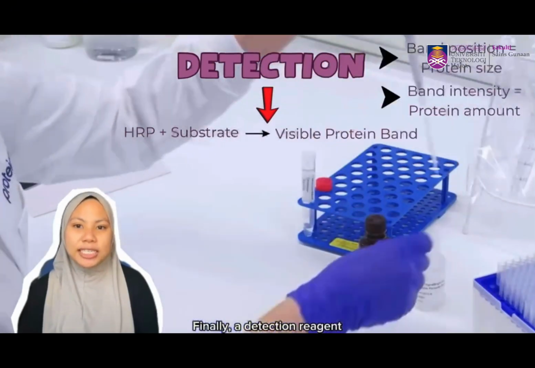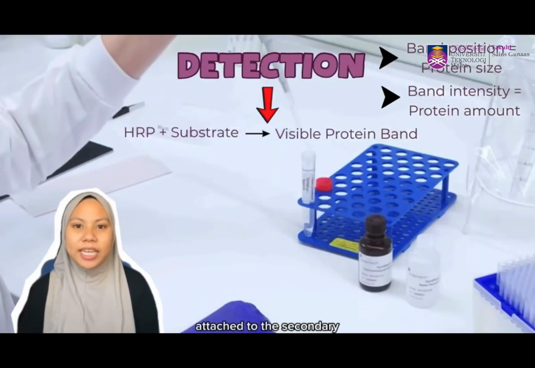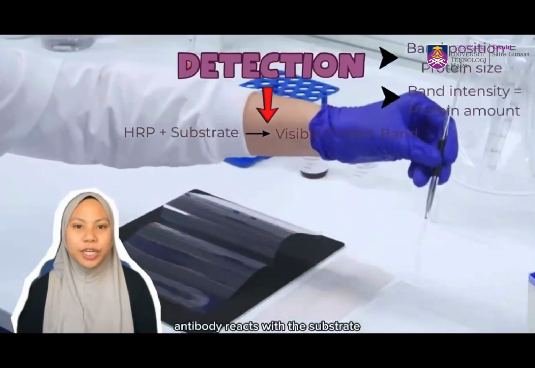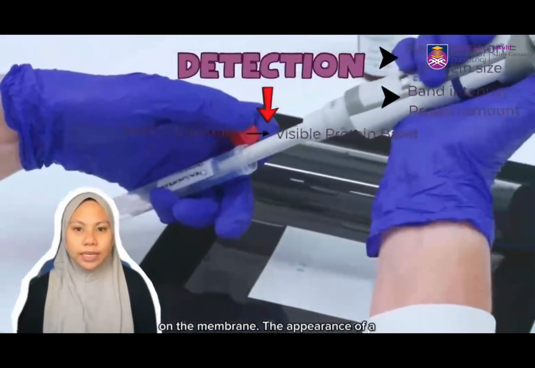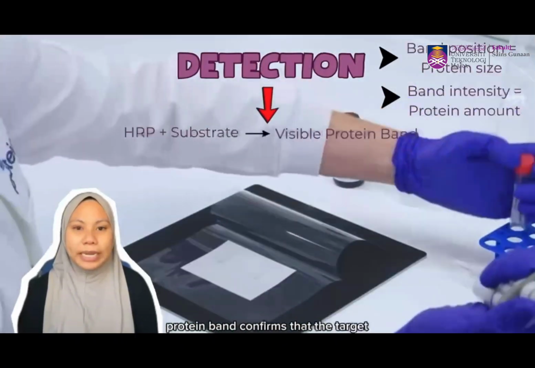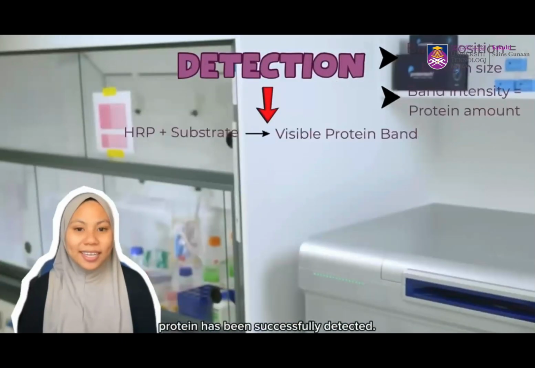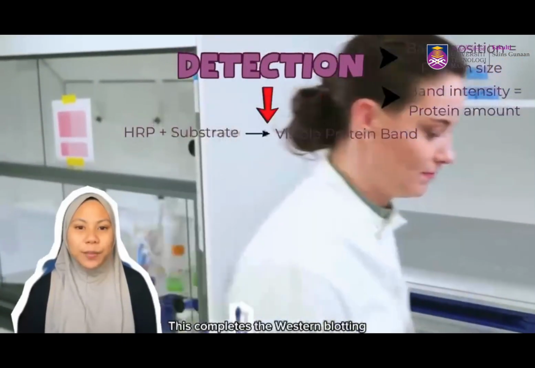Finally, a detection reagent is added. The HRP enzyme attached to the secondary antibody reacts with the substrate to produce a visible signal, allowing the target protein to be detected on the membrane. The appearance of a protein band confirms that the target protein has been successfully detected. This completes the Western blotting procedure.